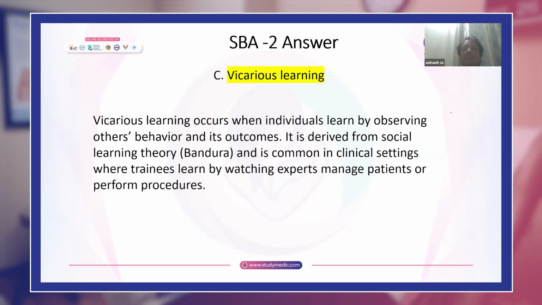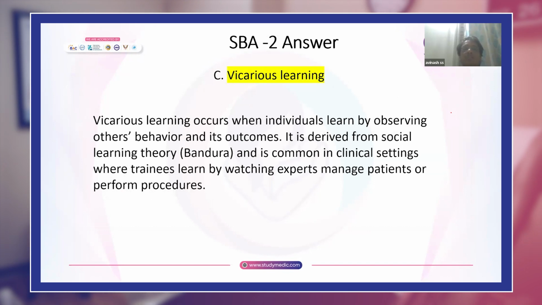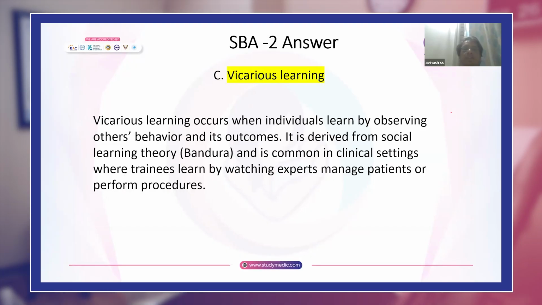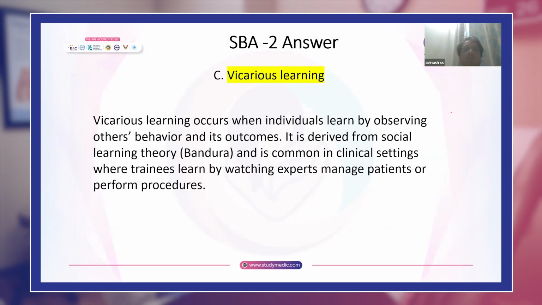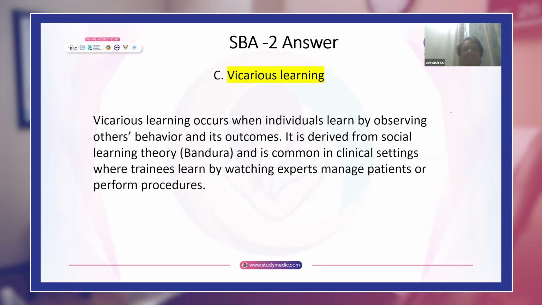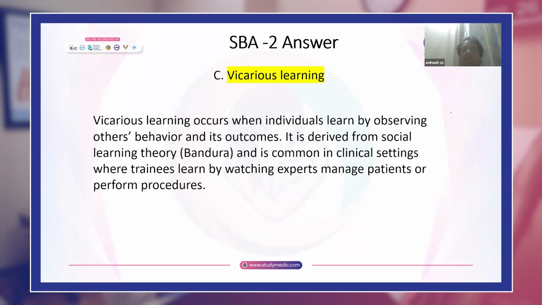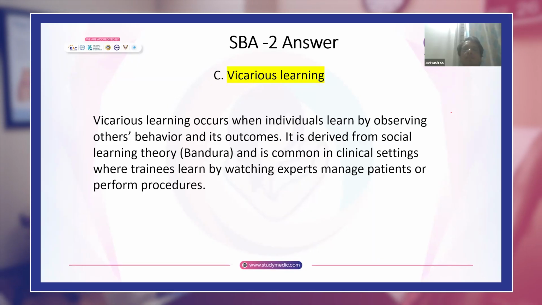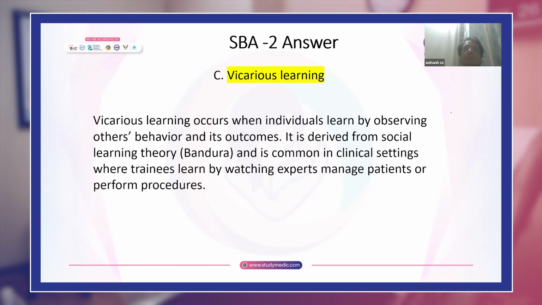Vicarious learning occurs when individuals learn by observing others' behavior. It is derived from social learning theory and is common in clinical settings, where trainees learn by watching the experts: how they are managing the patients, how they are performing the procedures, how they are communicating. So they observe and learn from another person's experience.